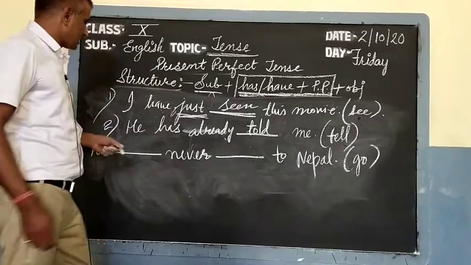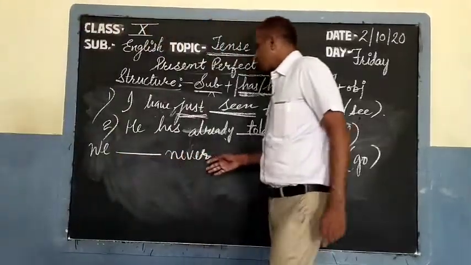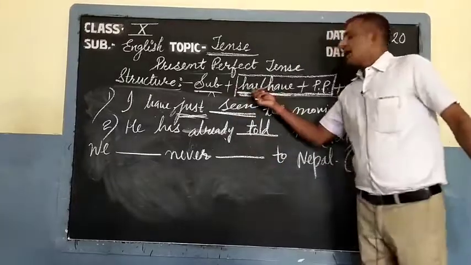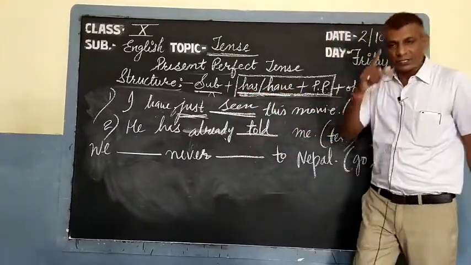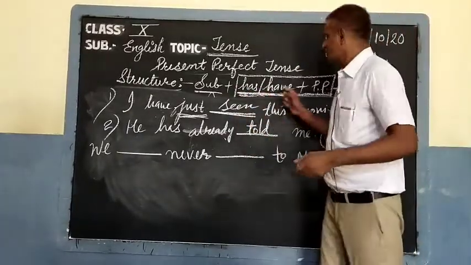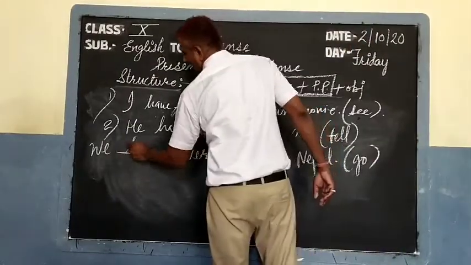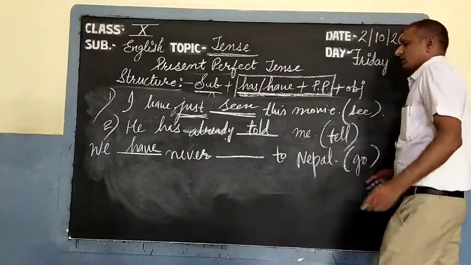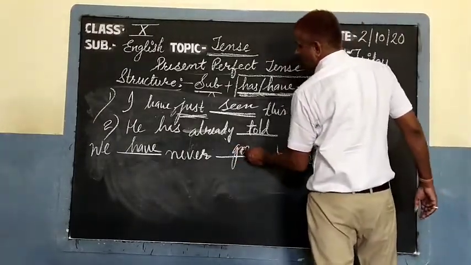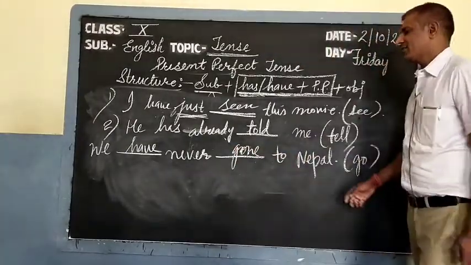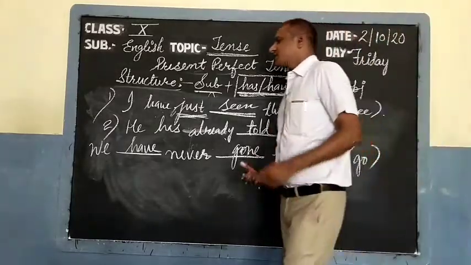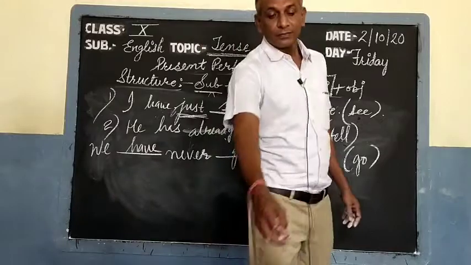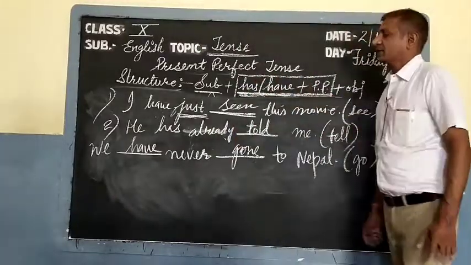So according to present perfect tense, we fill has or have. I told you that with plural we use have, and we is plural, so we have never. The past participle form of go is gone. We have never gone to Nepal. This is how, students, we fill the correct form of the verb in present perfect tense.